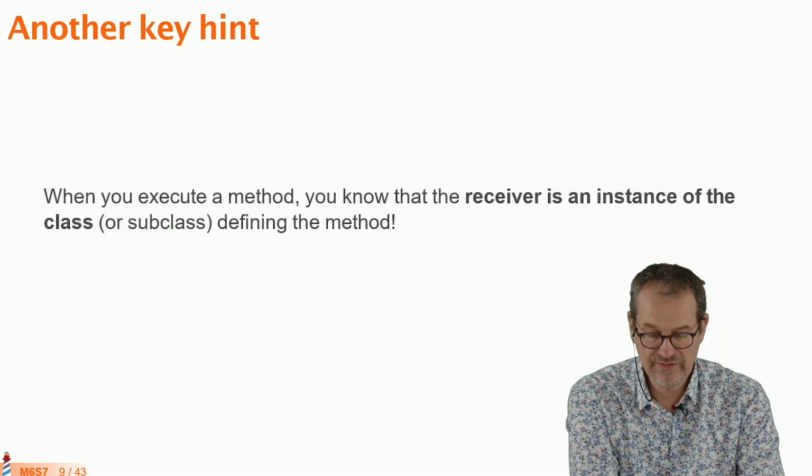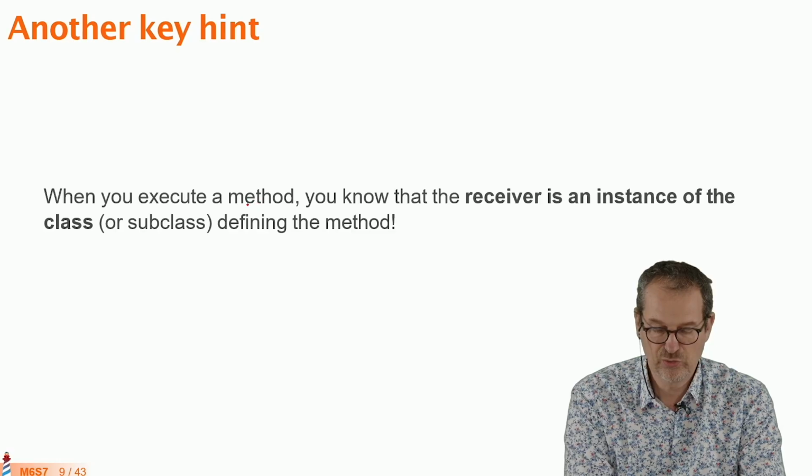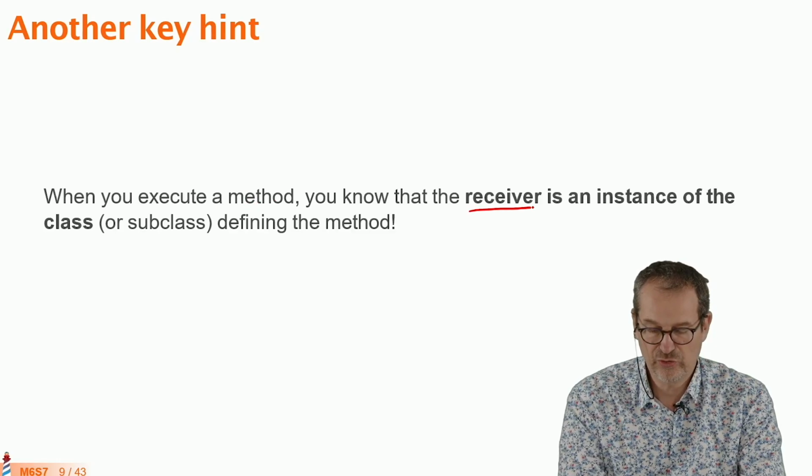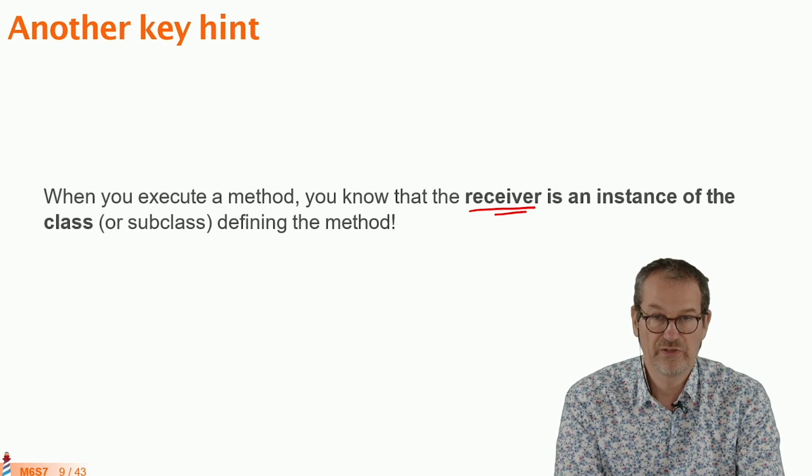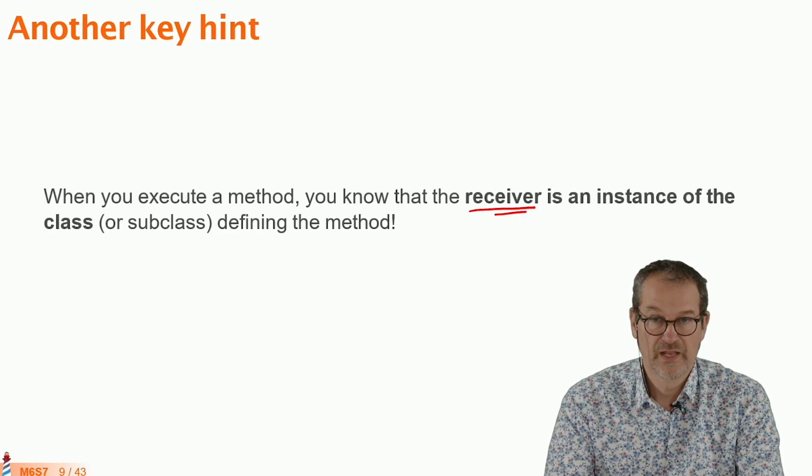Another hint that is a bit obvious, but very interesting to see, is that when I execute a method, I know that the receiver of the method is an instance of the class or a subclass of that class. So this means that I already have some information, and we will use this information as part of the solution.